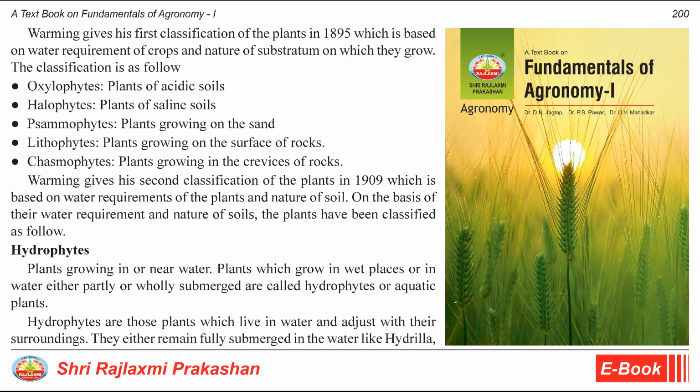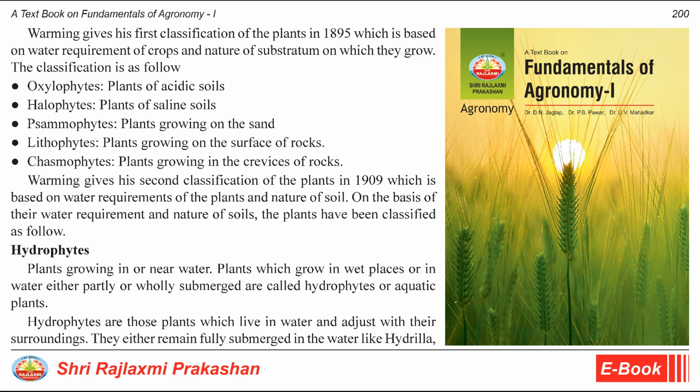Warming gave his first classification of the plants in 1895, which is based on water requirement of crops and nature of substratum on which they grow. The classification is as follows. Oxylophytes, plants of acidic soils. Halophytes, plants of saline soils. Psammophytes, plants growing on the sand. Lithophytes, plants growing on the surface of rocks. Chasmophytes, plants growing in the crevices of rocks.